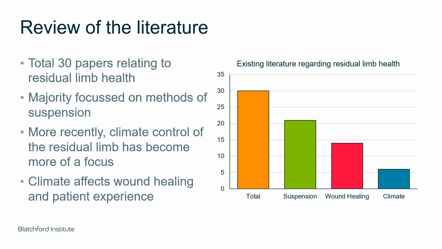More recently, climate control, which is the temperature of the residual limb, has become recognized as being a major contributing factor. There are fewer studies on it at the moment because it's a fairly new area of research, but that number is steadily growing. Climate control is a really interesting one because it affects not only the health and fragility of the residual limb, but it has massive knock-on effects on the other factors as well. So everything ends up being interlinked.